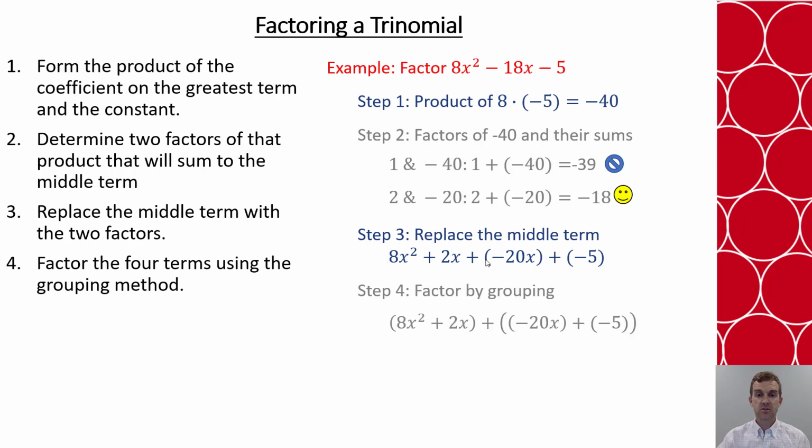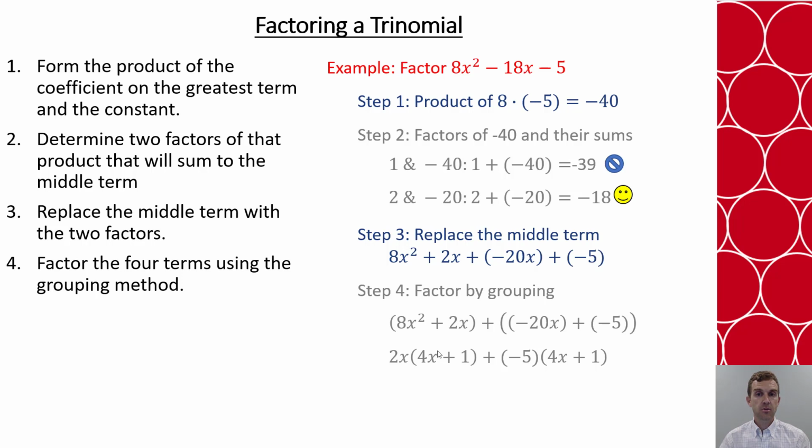So when I group my first two and then I group my second two, I can then look and say, well, I can pull out a 2x and that will leave me with 4x plus 1. I can pull out a negative 5. And I want to do that because I can see these terms that are common are positive over here. So I'll pull out the negative 5 because negative 20 divided by negative 5 is positive 4x. Negative 5 divided by negative 5 is positive 1. So that now my common grouping is identical.